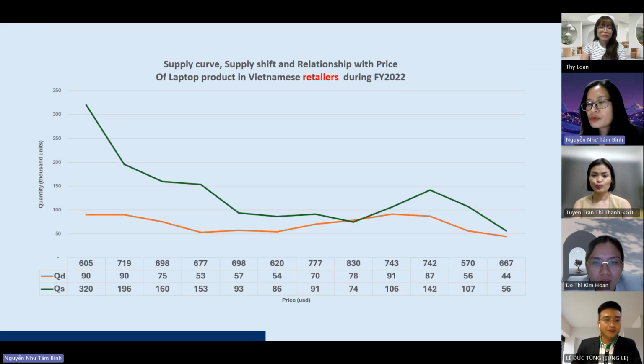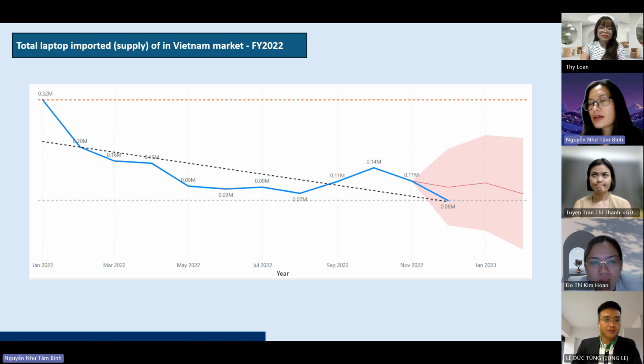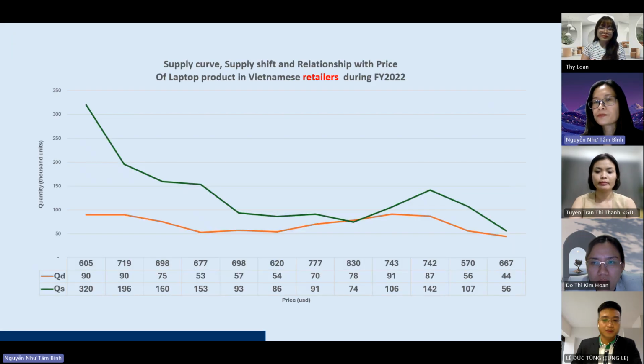Now we came to the supply of 2022. Together with the downtrend of consumption during the year, the imported laptop supply in Vietnam also decreased. So it means the supply curve of 2022 shifted leftward in comparison with 2021, and shifted leftward quarterly within the year. And now, let's put it together with the demand curve of the year.